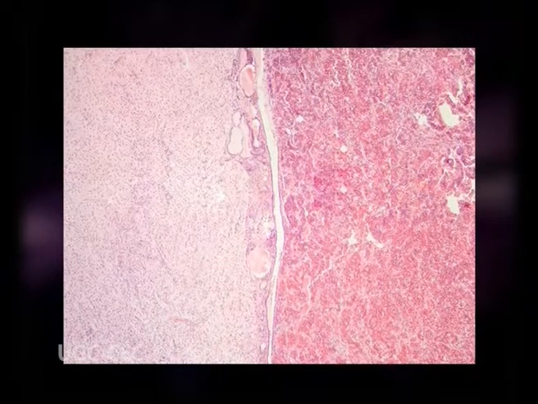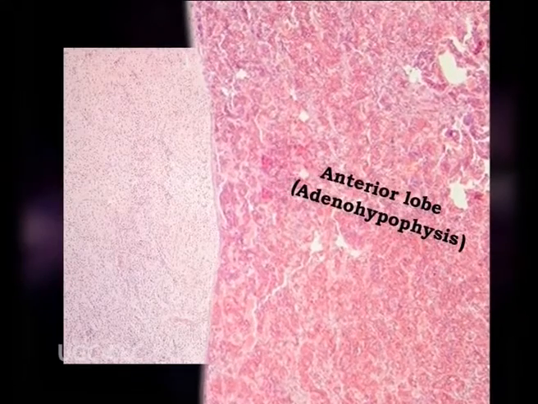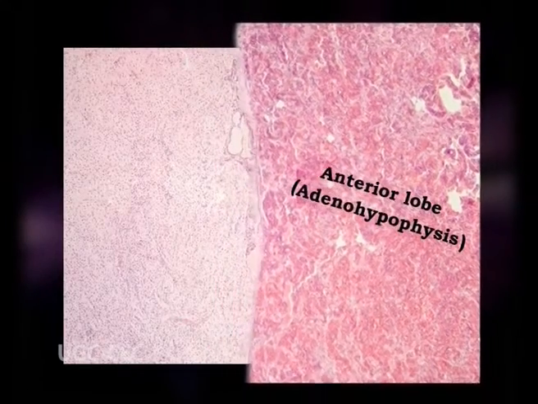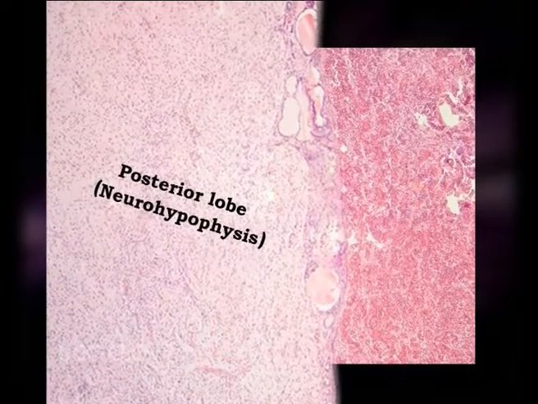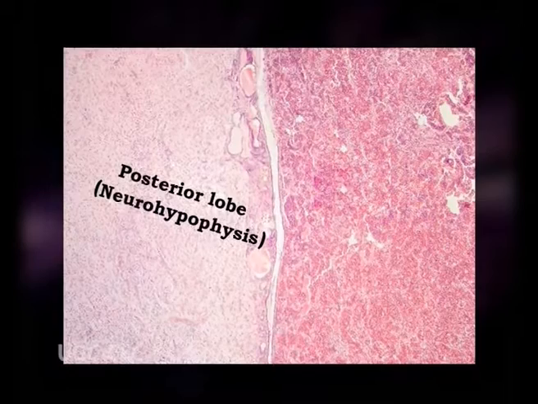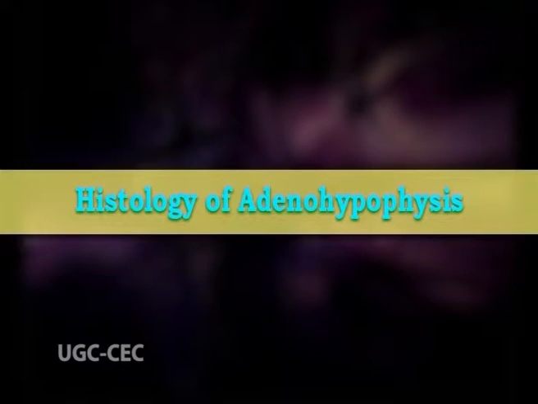Both parts of the pituitary show different structure. The anterior pituitary shows a highly cellular structure. The neurohypophysis, that is the posterior pituitary, has a fibrous structure. Now, we will see the histology of adenohypophysis. The first part is pars distalis.